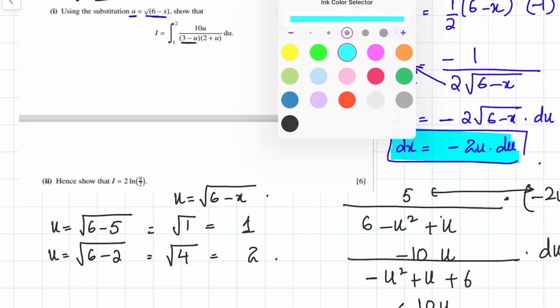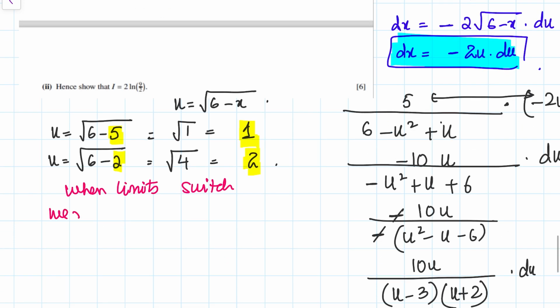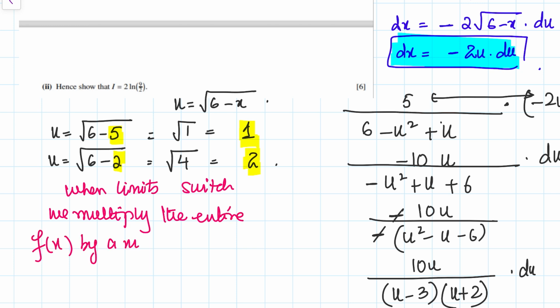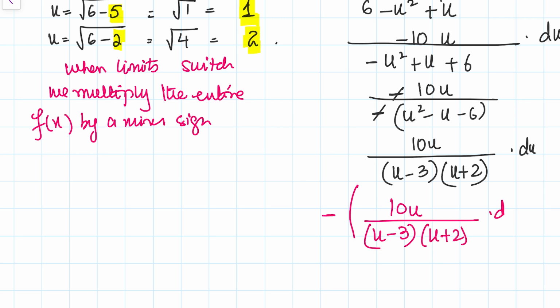Now look at this very carefully. When we input the upper limit, we get a lower limit answer. And when we put a lower limit, we get an upper limit answer. When limits switch, we multiply the entire function by a minus sign. Meaning, when we put the limits here, we will write a minus sign here. And the new limits are 2 and 1.